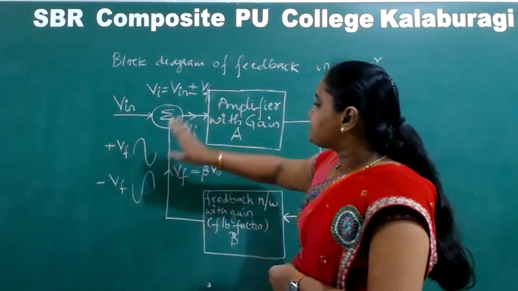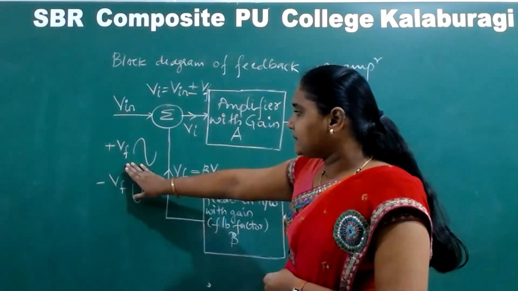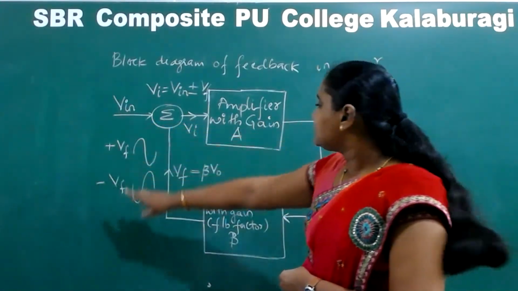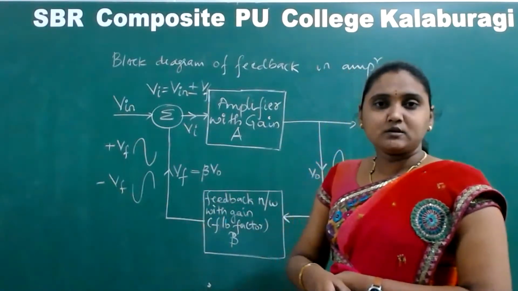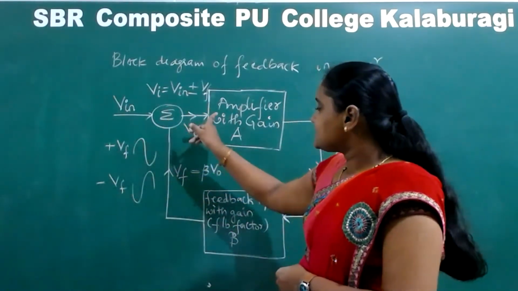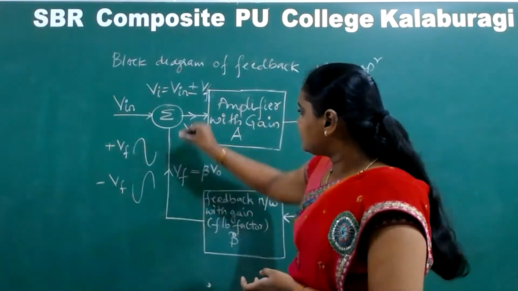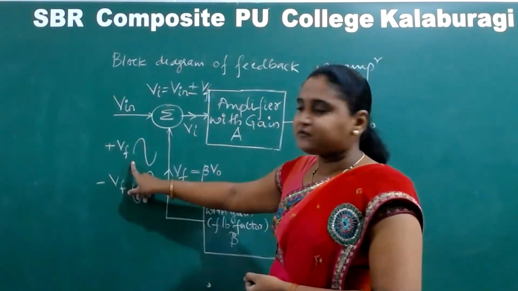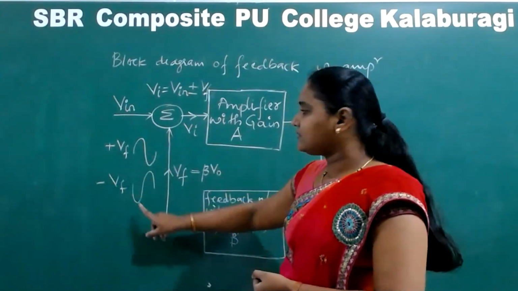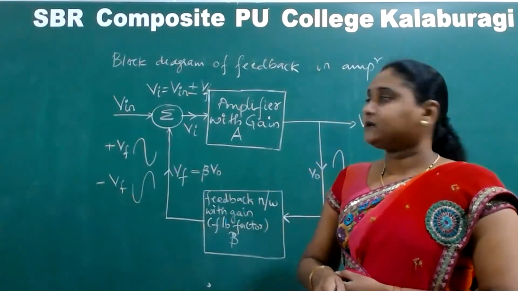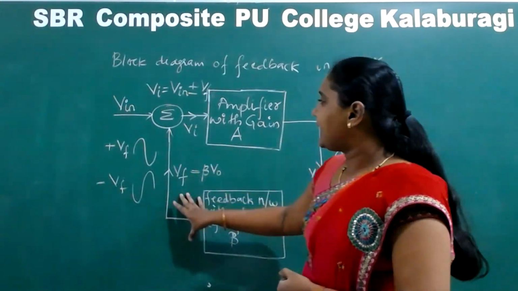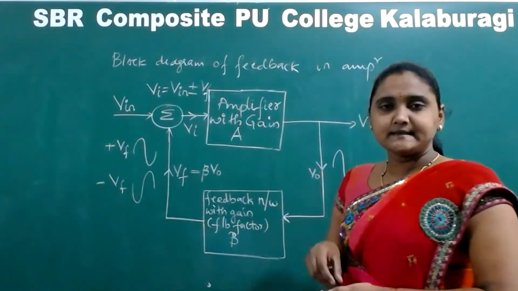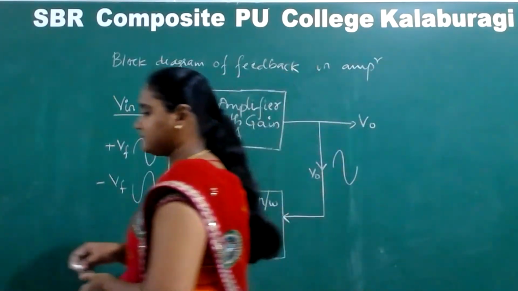So the signal can be plus Vf, that means in phase with the input signal, or out of phase by 180 degrees. If this signal enters here to the mixer, then that will be a positive feedback. If this signal enters here, then it will be a negative feedback. So this is about the block diagram and the brief operation of what happens basically inside a feedback amplifier.